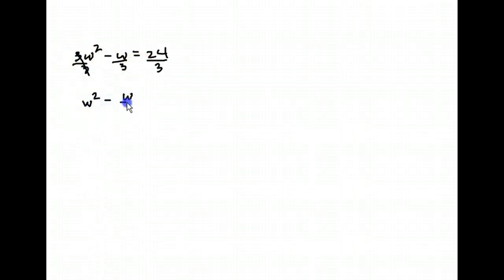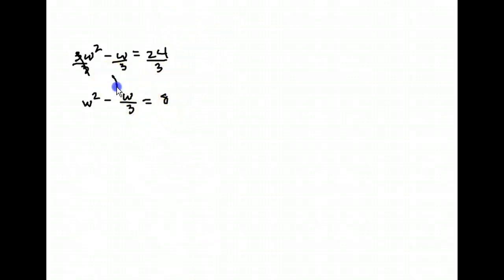Let's say we have a problem 3w squared minus w equals 24. Well, to complete the square, you can't have a number connected to your squared part. So what we need to do is divide everything by 3. So we divide this by 3, divide that by 3, and divide that by 3. So this will go away and leave us with w squared. This will give us w divided by 3, or you can call it 1/3 w, and equal to 8. 24 divided by 3 is 8. So we already isolated the number.